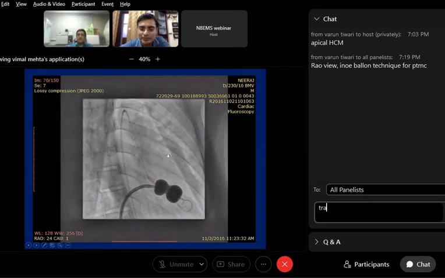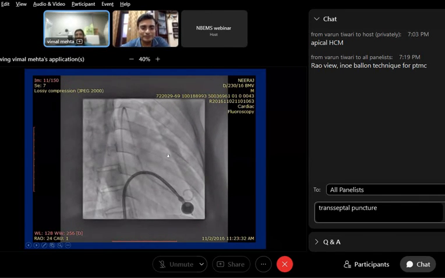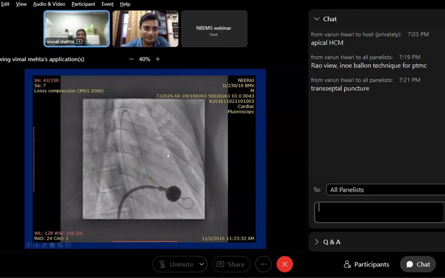Please answer. Even if you answer incorrectly, it is okay. Somebody is saying yes, sir. So according to them, septal dilatation is being done. It is a transseptal puncture which is being performed. Transseptal puncture.